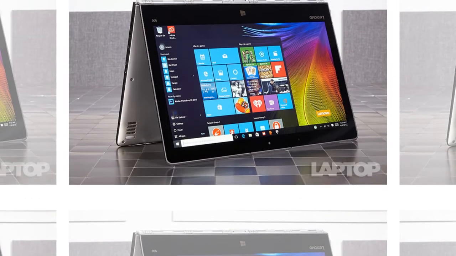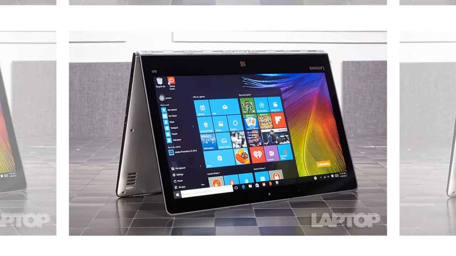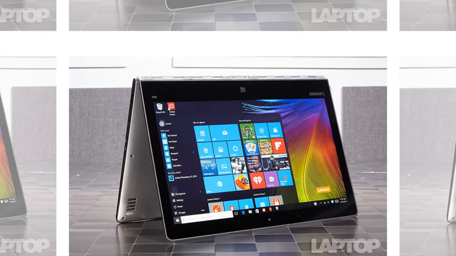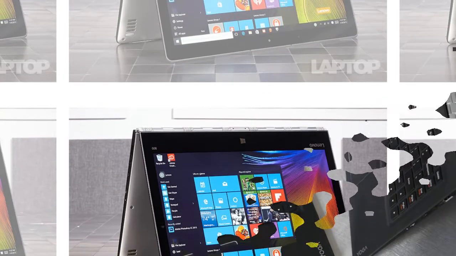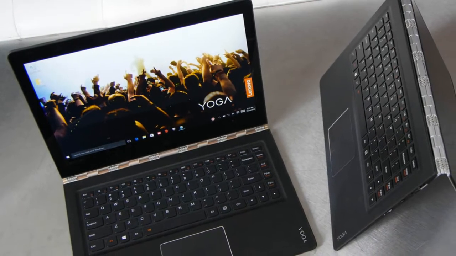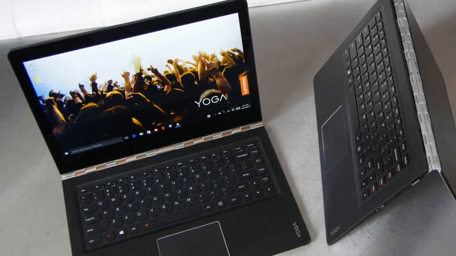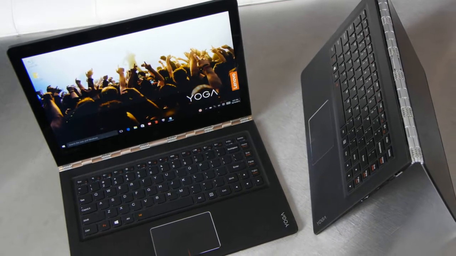The Yoga 900's color accuracy was similarly strong, but not at the head of the pack. It earned a Delta E rating of 2.77, where closer to 0 is better. The Surface Book scored a superb 0.57, while the Dell Inspiron and the Spectre x360 were also better, at 1.16 and 1.25, respectively.